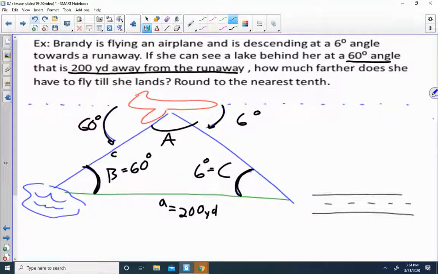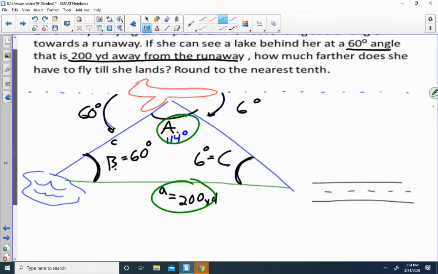And of course, given that information, B, C, and A have to add to 180. You can go ahead and find angle A real quick by making sure they add to 180. So I'm going to go ahead and do that right now. You should get that angle A should be 114 degrees. And look at that, you have a pair. And if you have a pair, that means you can use the law of sines.